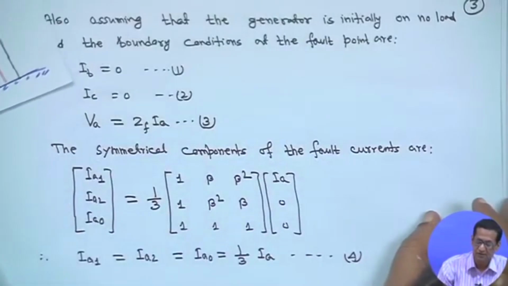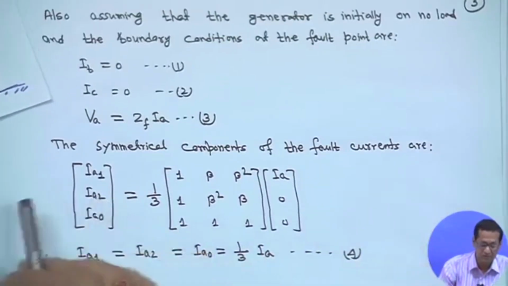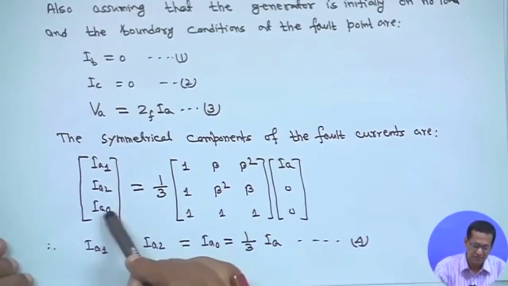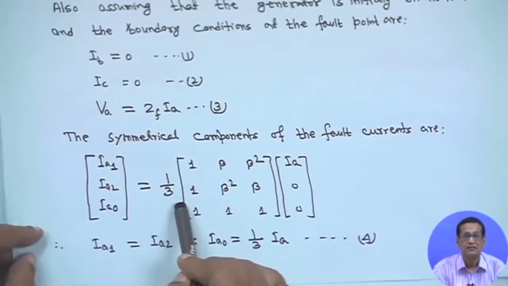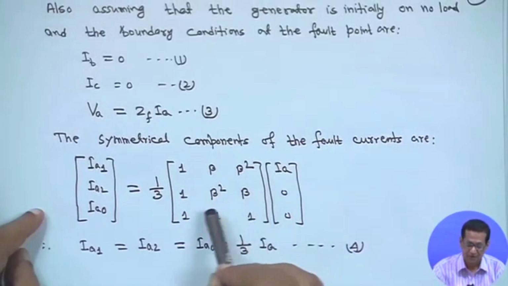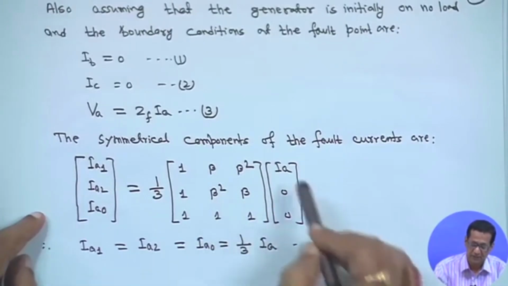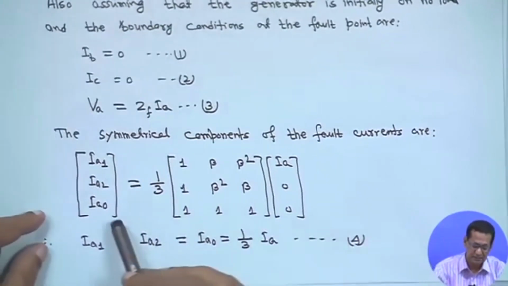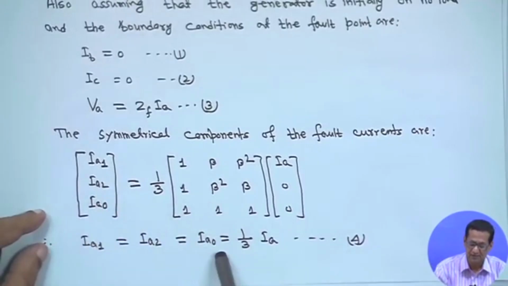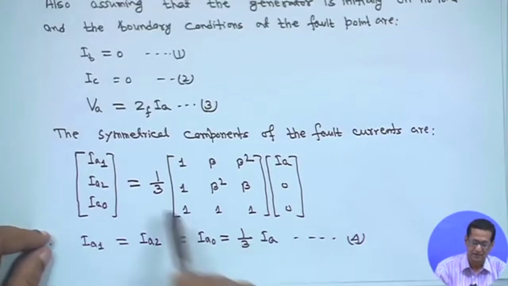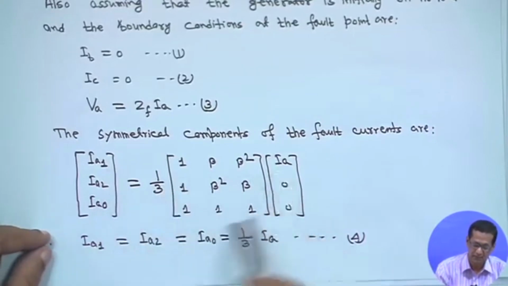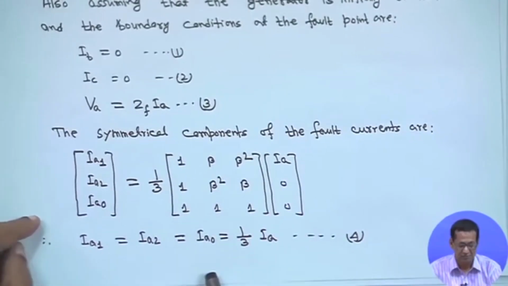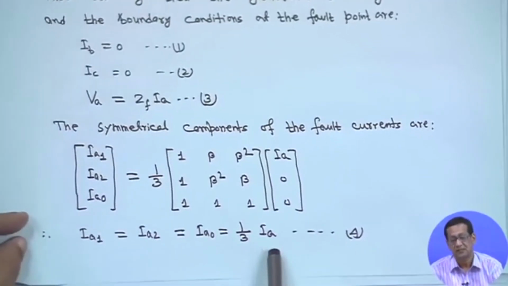So, the symmetrical components of the fault currents, we know this from our symmetrical component analysis: IA1, IA2, IA0 is equal to 1/3 times the matrix 1 beta beta square, 1 beta square beta, and 1 1 1, multiplied by IA, IB, IC, where IB is equal to 0 and IC is equal to 0. Therefore, IA1 is equal to IA2 is equal to IA0 is equal to 1/3 IA. You will find IA1 is 1/3 IA, IA2 is 1/3 IA and IA0 is 1/3 IA. That means IA1, IA2 and IA0 are all equal, that is 1/3 of IA.